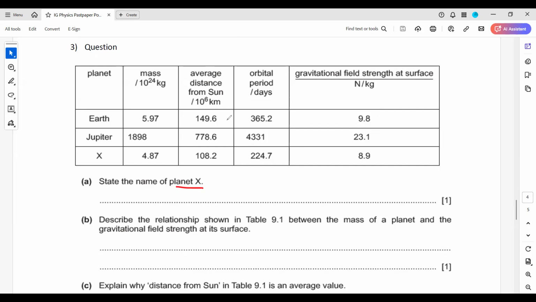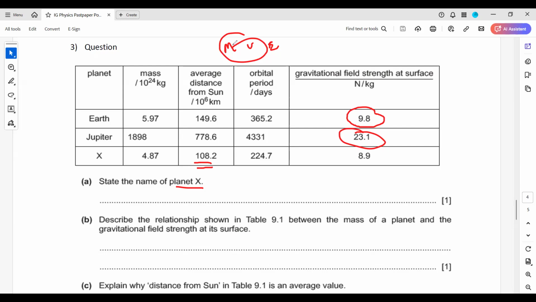Look, the gravity of the Earth is 9.8. The Jupiter is 23.1. The gravity is approximately the same as Earth, so this is too near to the sun. This should be Venus. The average distance from the sun is closer. So what are the planets? We have Mercury, Venus, Earth. So it can be Mars or Venus.